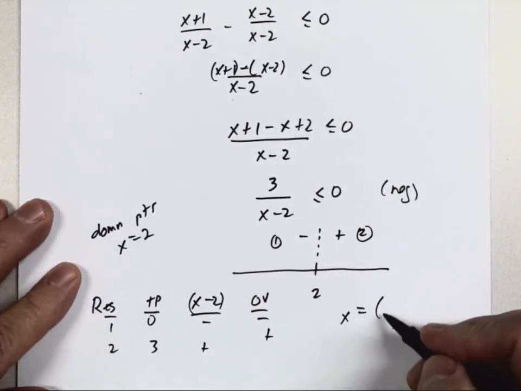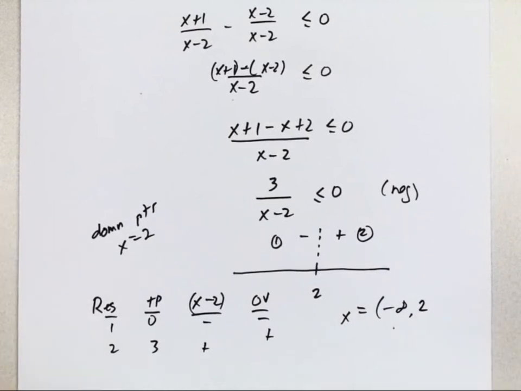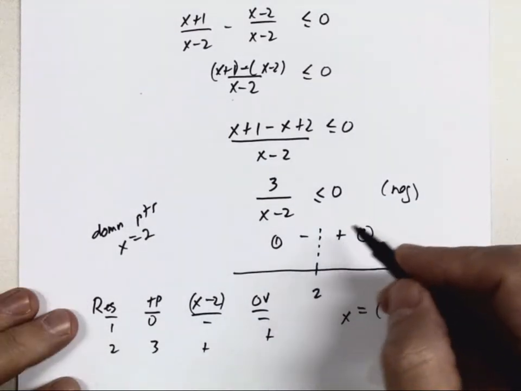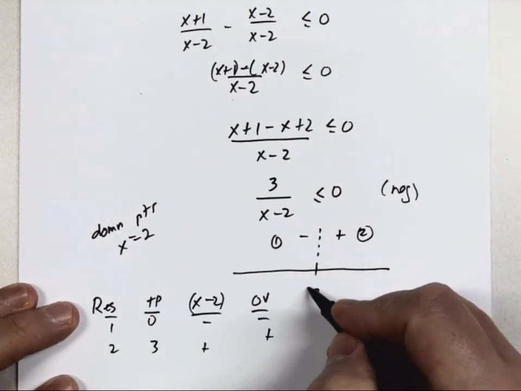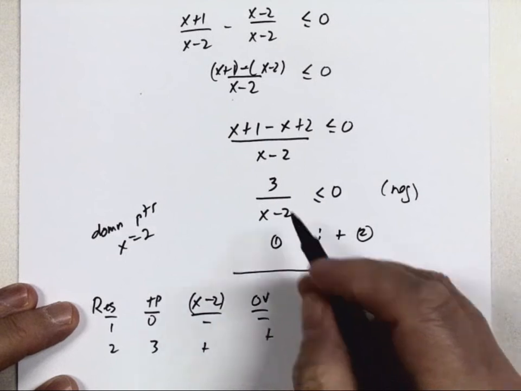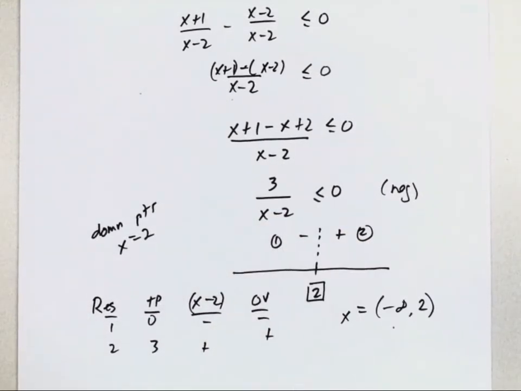So the solution would be negative infinity. Now notice 2, I go to 2. But I still cannot include 2 because 2 comes from the denominator. So this should be the solution.